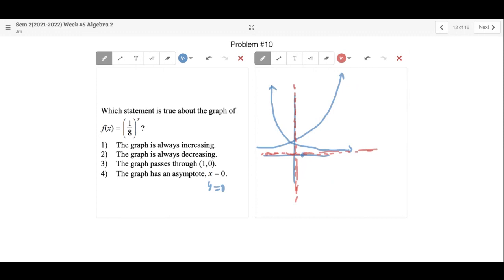Y is equal to 0. If they would have put y is equal to 0, I would have said, yeah, that is also true. But it was x equals, so that is a vertical line. So it would not be equal to that. So number 2 is the correct answer there for that problem.